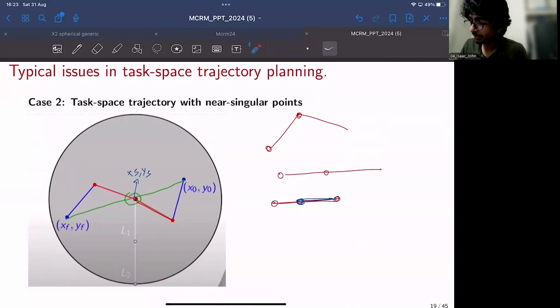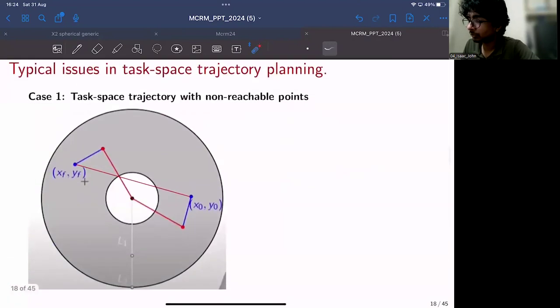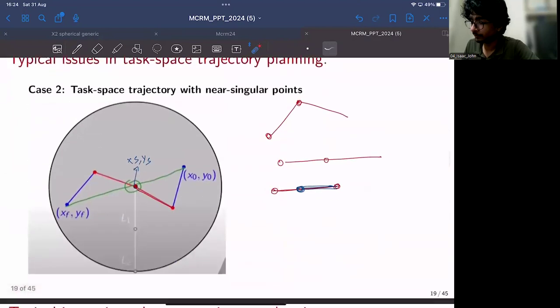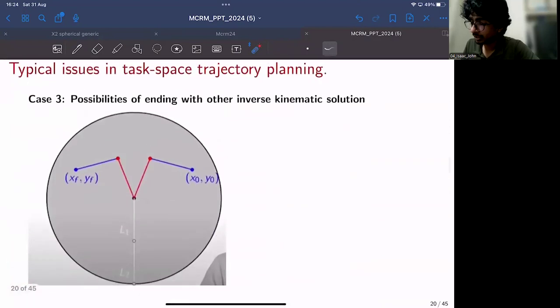Right? At this position, the joint variables theta1 and theta2, their velocity theoretically may go all the way up to infinity during singular configurations. So that is also another issue. We have to avoid these singular configurations when we are trajectory planning. So this is one thing to avoid: singular configurations. Going out of the workspace is something that we need to avoid. And the third case is the possibility of ending with another inverse kinematic solution, right?